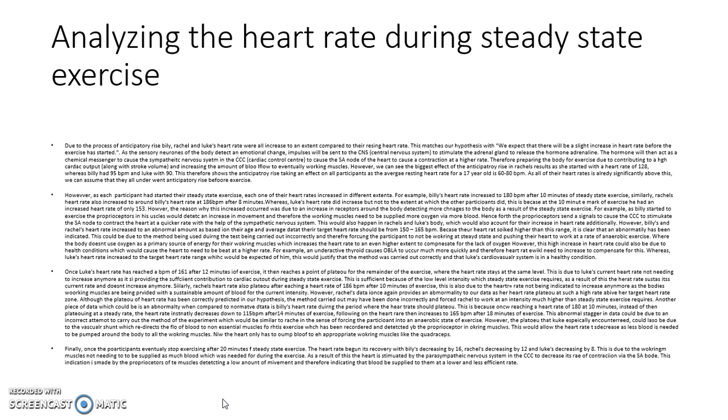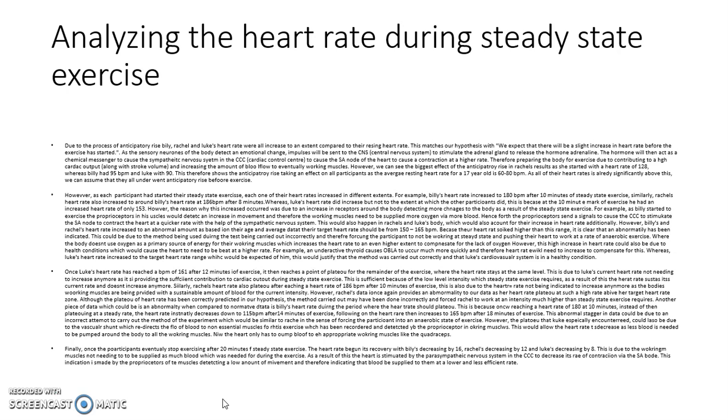However, this plateau that Luke especially encountered could also be due to the vascular shunt, which redirects the blood flow away from non-essential muscles for this exercise, which has been recorded and detected by the proprioceptors in the working muscles. This will allow the heart rate to decrease as less blood needs to be pumped around the body to all the working muscles. Now the heart has to only pump blood to the appropriate working muscles like the quadriceps.